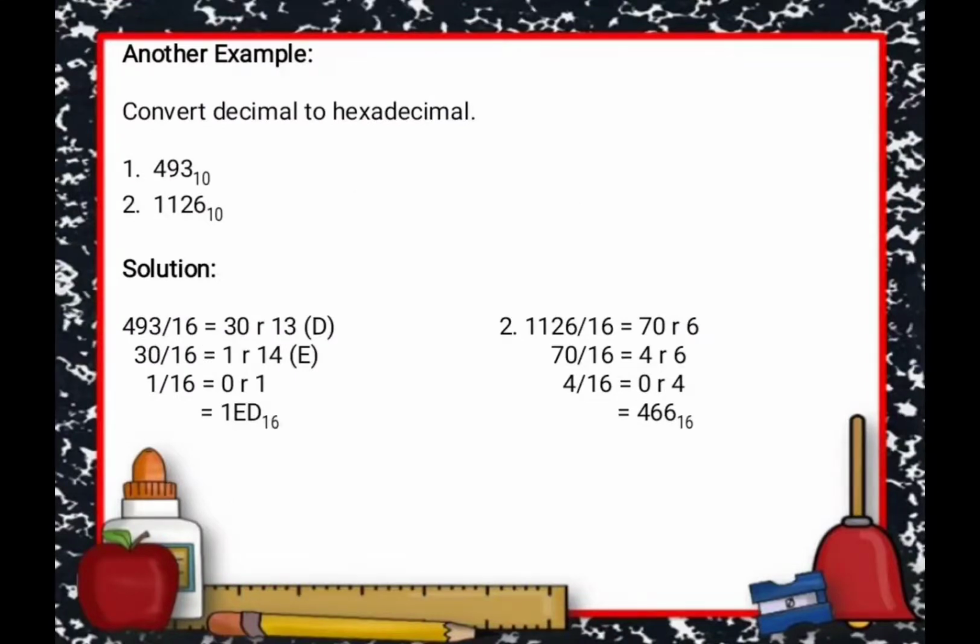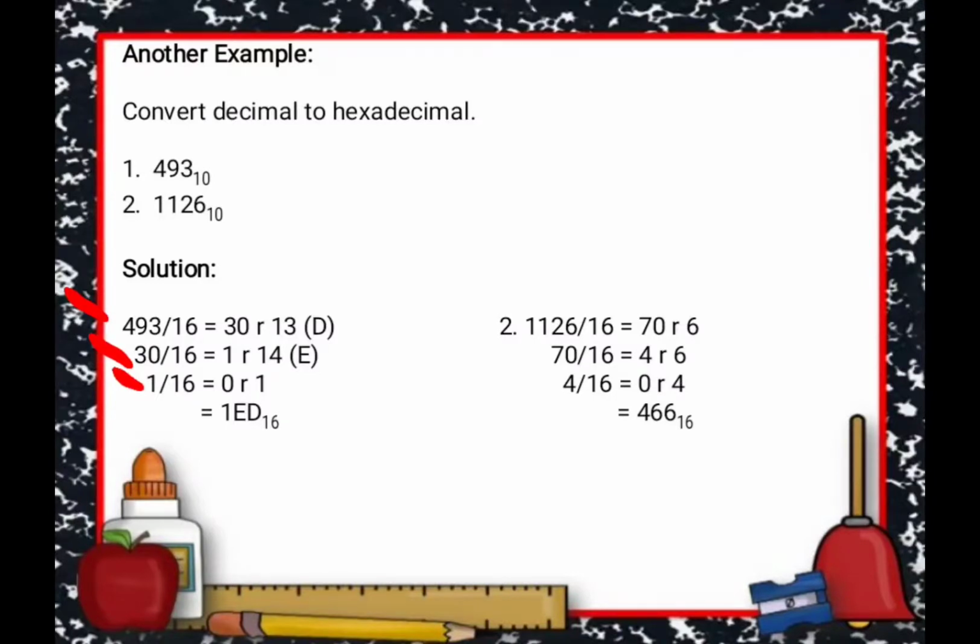Alright, so for you to fully understand, let's have another example. Number 1: 493 decimal number, convert it into hexadecimal. 493 divided by 16, we have 30, remainder of 13. Again, 30 divided by 16, we have 1 with a remainder of 14. Then 1 divided by 16, we have 0 with the remainder of 1.